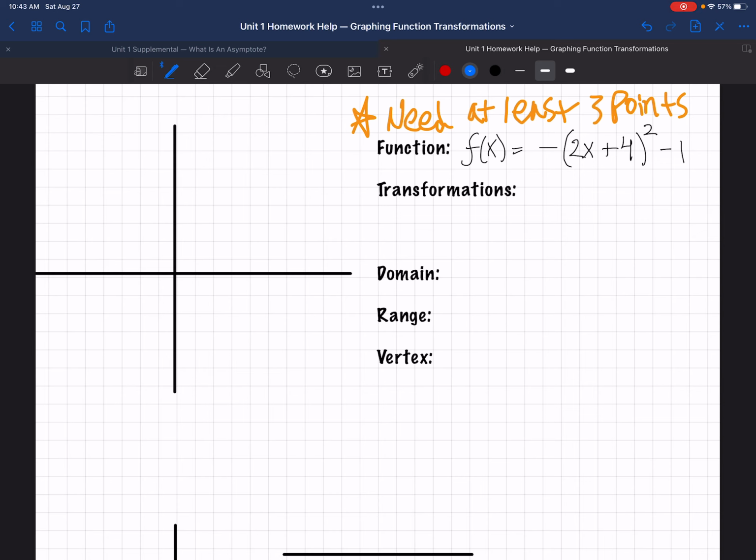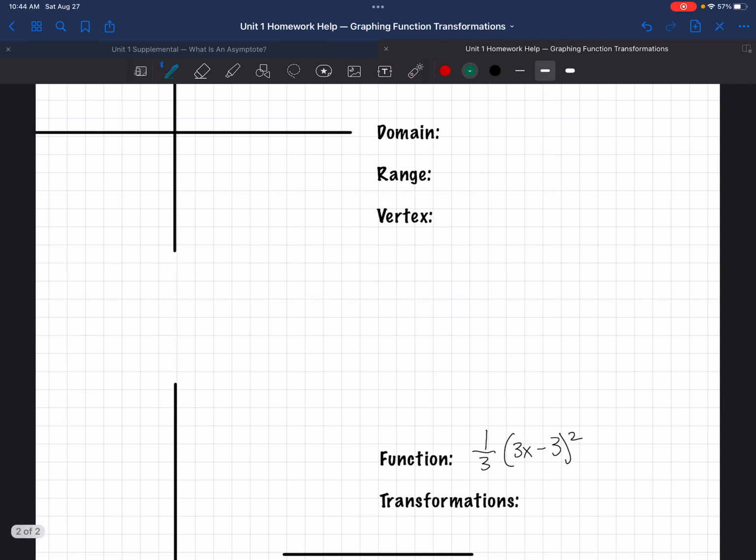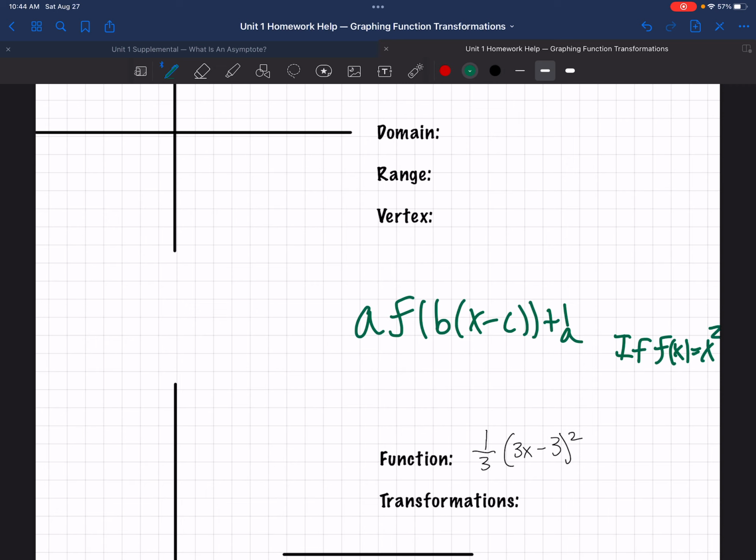Okay, function f of x equals negative, parentheses, 2x plus 4 squared minus 1. Now I'm going to do that same thing I did earlier in green. If a f of b x minus c plus d, what does this look like if f of x equals x squared? Well, it's really similar to absolute value, but the input is the thing getting squared instead of an absolute value. So my input is b times x minus c squared, and then putting in a, and then there's my d. Okay, that's what that looks like.